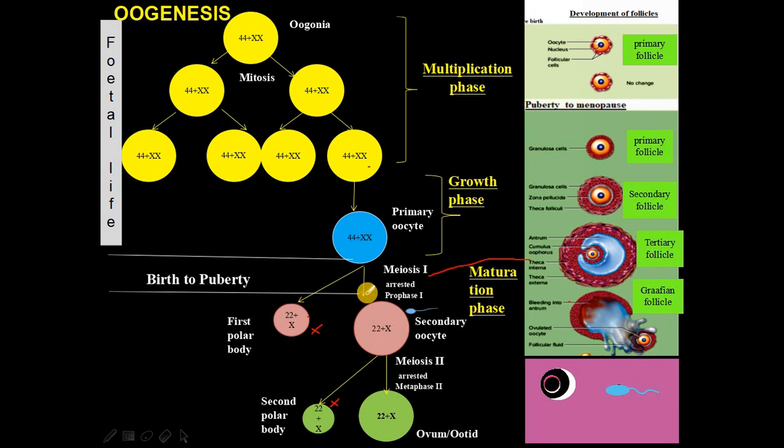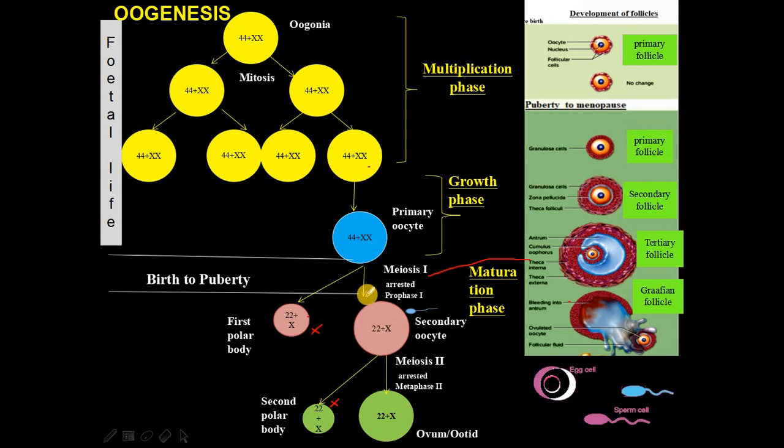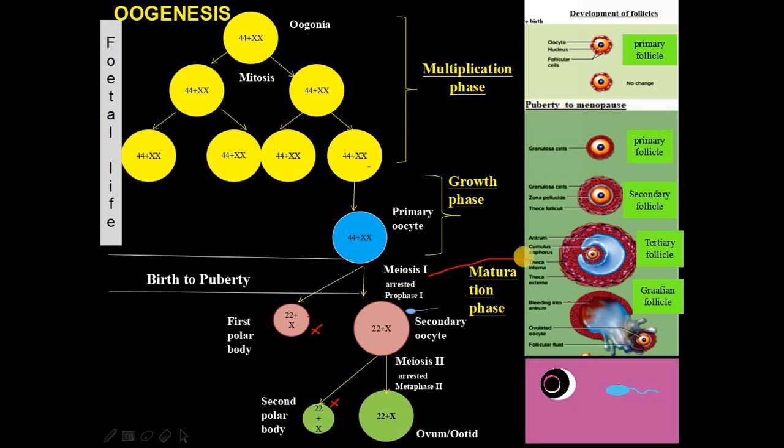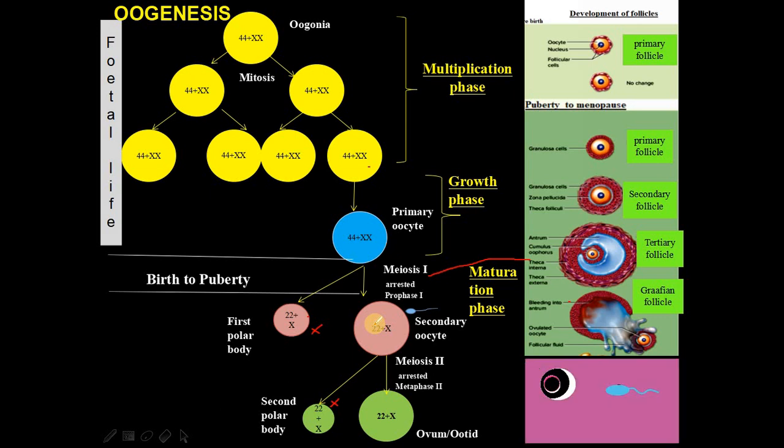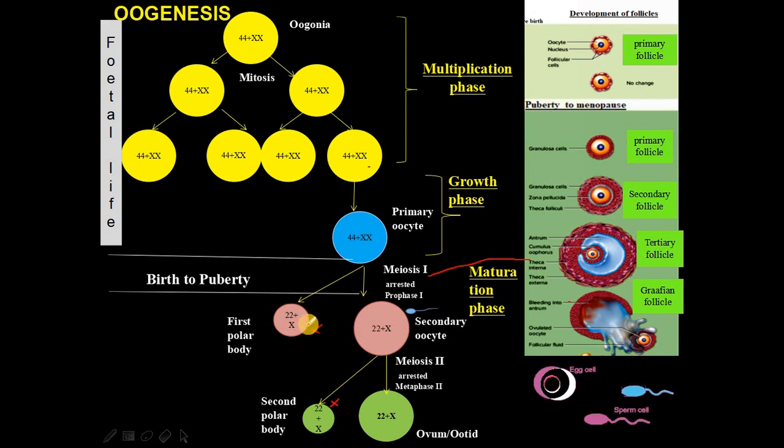Now oogenesis resumes again at puberty and then starts the maturation phase. At puberty, the primary oocyte completes its meiosis 1 in the tertiary follicle and forms a secondary oocyte and first polar body. It is a reductional division, therefore the chromosome number is reduced to half. The secondary oocyte is larger in size and the first polar body is smaller because of the unequal distribution of cytoplasm. Thereby, the first polar body is non-functional, it degenerates.